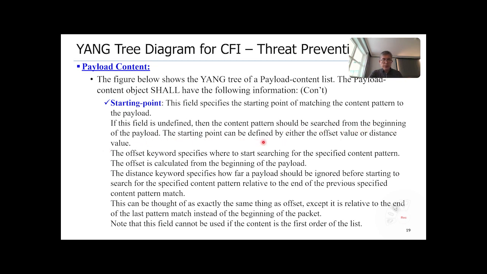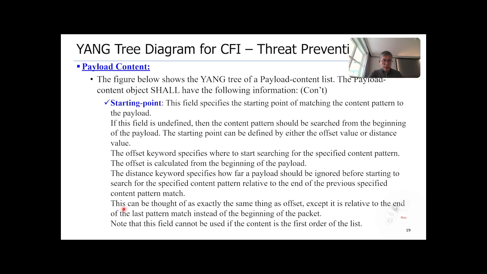The starting point can be defined by either the offset value or the distance value. The offset keyword specifies where to start searching for the specified content pattern. Here, first one, offset is calculated from the beginning of the payload after the transport layer header, and the distance keyword specifies how far a payload should be ignored before starting to search for the next specified pattern, relative to the end of the previous specified content pattern match.